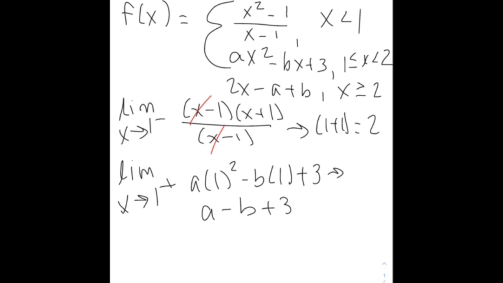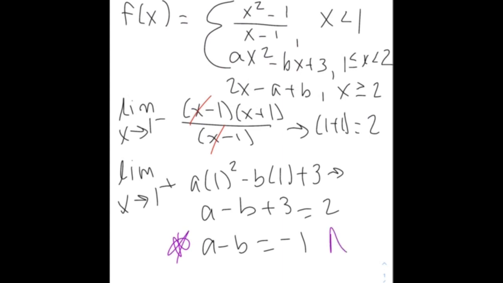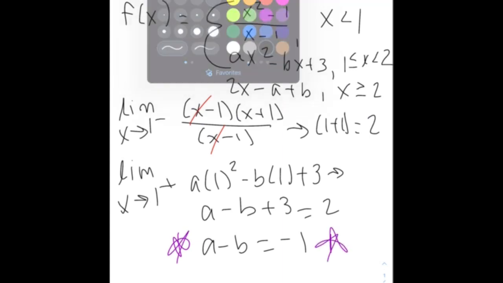So now it equals 2. And what we're going to want to do is keep all the variables on one side and move the constants to another. So we're going to have a minus b. And what is 2 minus 3? We get negative 1. So this is going to be our first equation. Let me just star this so we can come back to it for later. That is equation number 1. Let's go down a little bit.